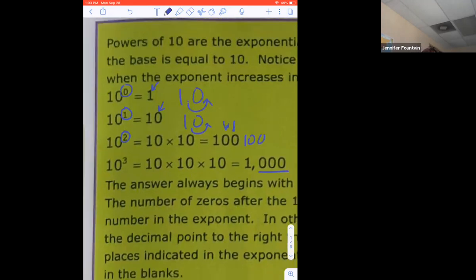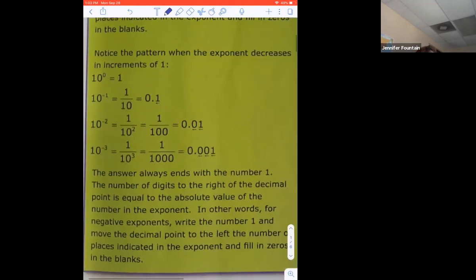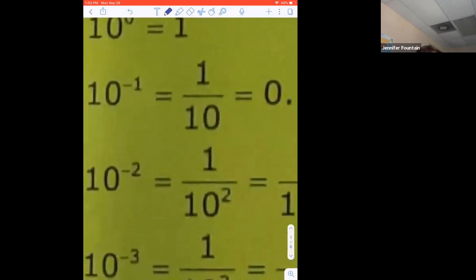But if we move down the page, it says, notice the pattern when the exponent decreases in increments of 1. The first one, again, 10 to the 0 is just going to be 1. But 10 to the negative first means that I'm going to have a fraction. Remember, a negative exponent means that I take the reciprocal of the number. I flip it. So 10 to the negative 1 would be the same as 1 over 10, so I flip it, and then I have a positive exponent in my denominator.